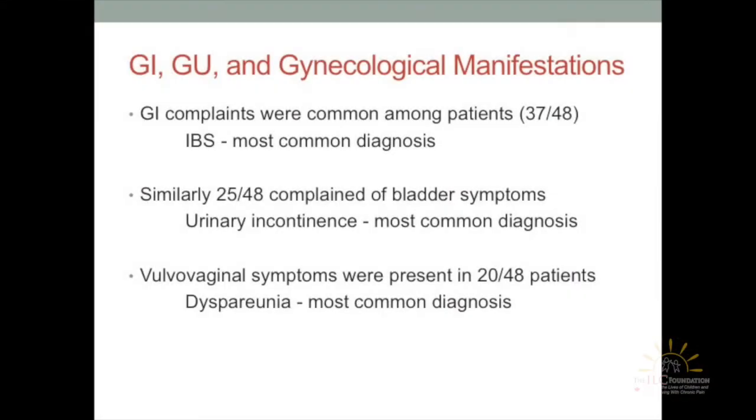In terms of GI complaints, we're looking at 3/4 of our patients having some sort of GI complaint, with irritable bowel syndrome being the most common. We also had gastroesophageal reflux and early satiety being common complaints. In terms of bladder symptoms, urinary incontinence was our most common diagnosis. And as I said before, given the fact that 45 out of our 48 patients were female, vulvovaginal symptoms were also very common. Dyspareunia and dysmenorrhea were the most common diagnoses.